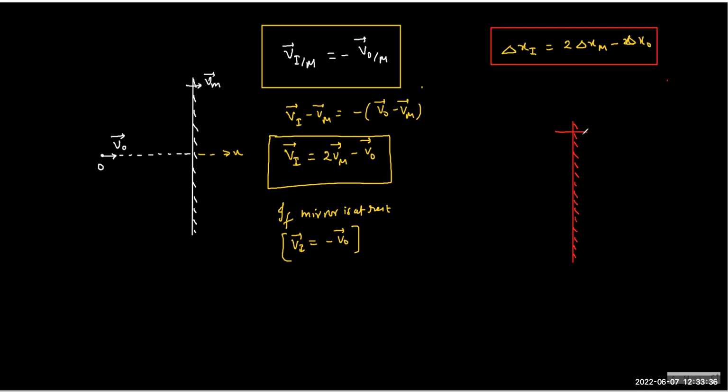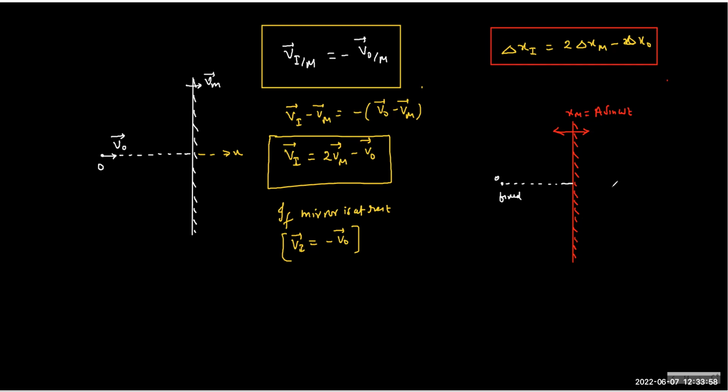And this mirror is performing SHM. So the displacement of the mirror is given by the formula A sine omega t. And there is an object which is fixed. So if the mirror moves or shifts, the image will also shift.